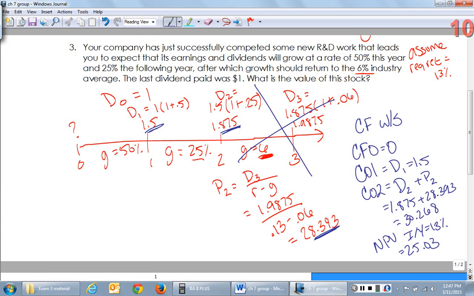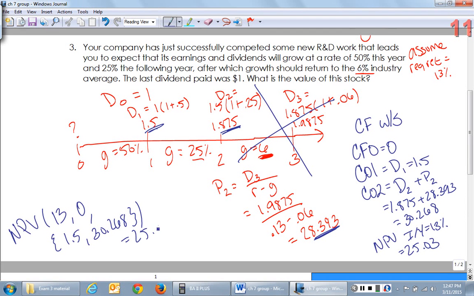For those of you with a graphing calculator: NPV, open parentheses, your discount rate, comma, cash flow at time period 0, comma, open braces, 1.5, comma, 30.268, close braces, close parentheses, and you should get 25.03.